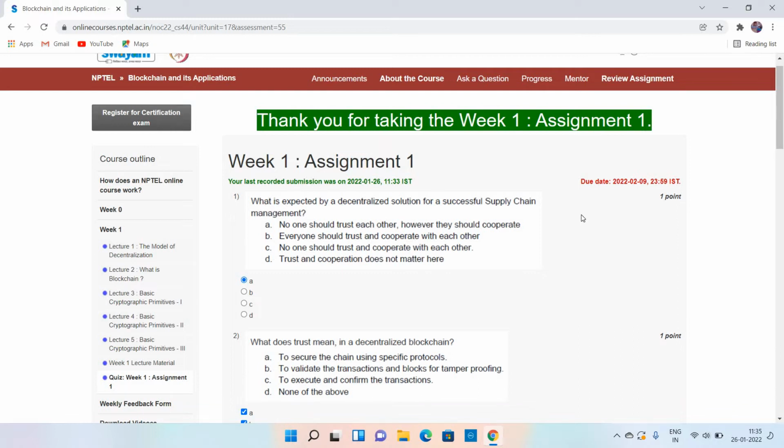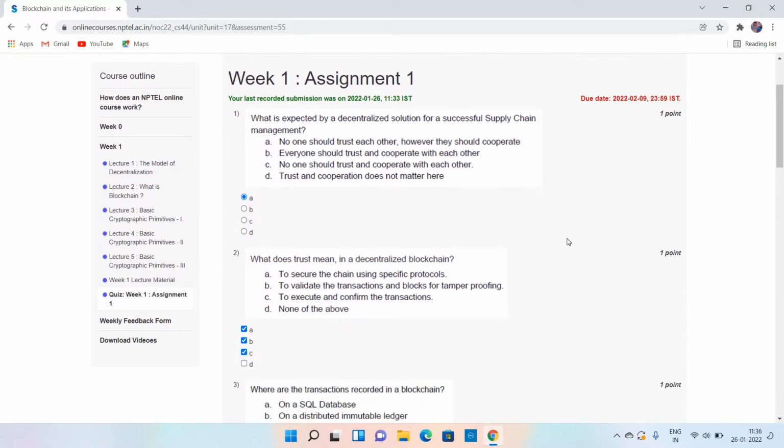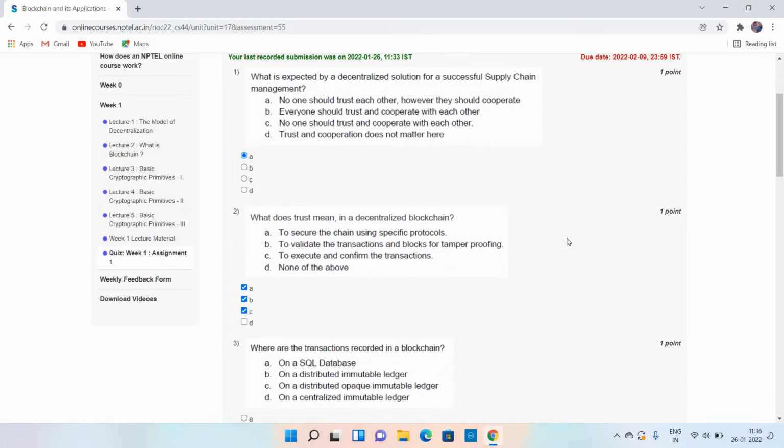So let us go to the solutions for the week one assignment. For the first question, what is expected by a decentralized solution for a successful supply chain management? It is given in the lecture material itself. For this, the answer is no one should trust each other. However, they should cooperate.